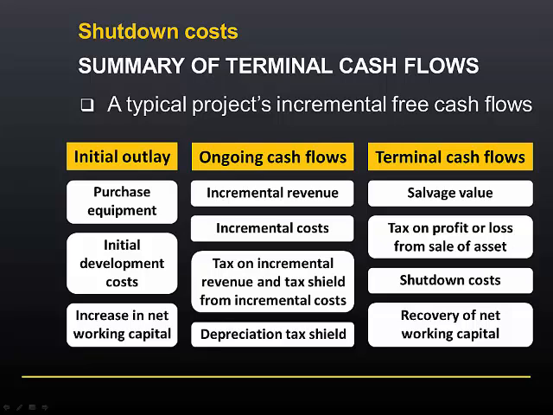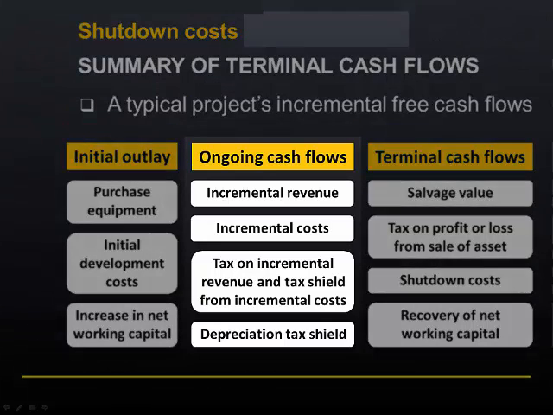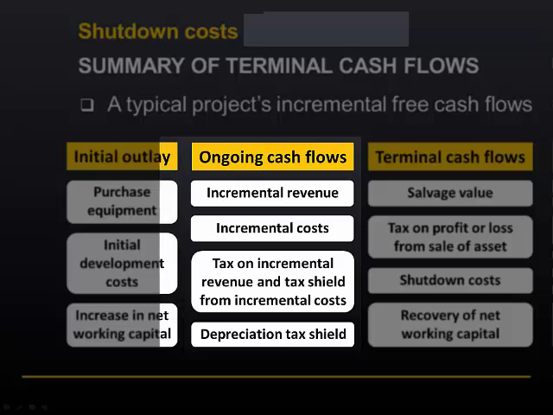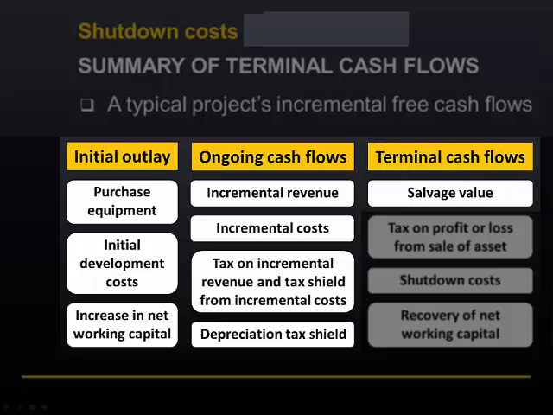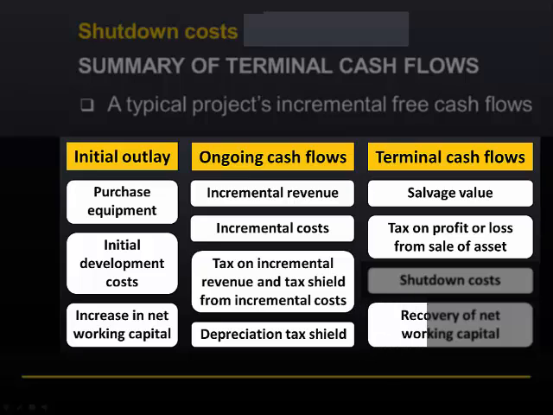In the last few modules, we've been working through these typical cash flows from a project, and we have one more to deal with before we can move to calculating the NPV of the project. So far we've dealt with the ongoing or yearly cash flows, the initial outlay, and most of the terminal cash flows: the salvage value, the tax resulting from a profit or loss from sale of an asset, and the recovery of the net working capital.